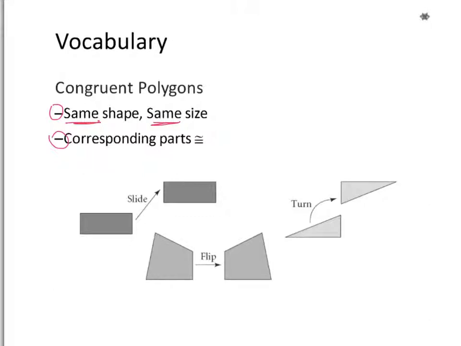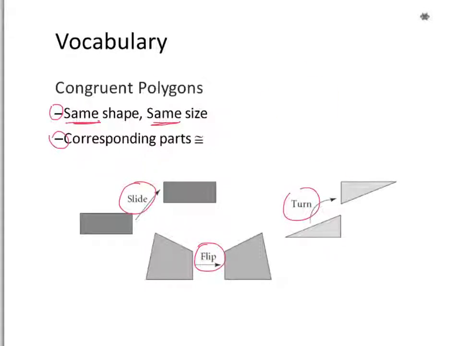Another way to look at congruent polygons is you can slide the polygon from one area to another and it will be the same polygon. You can flip a polygon and you'll start and end with the same polygon, and you can also rotate or turn a polygon from where you start to end. It's the same polygon.